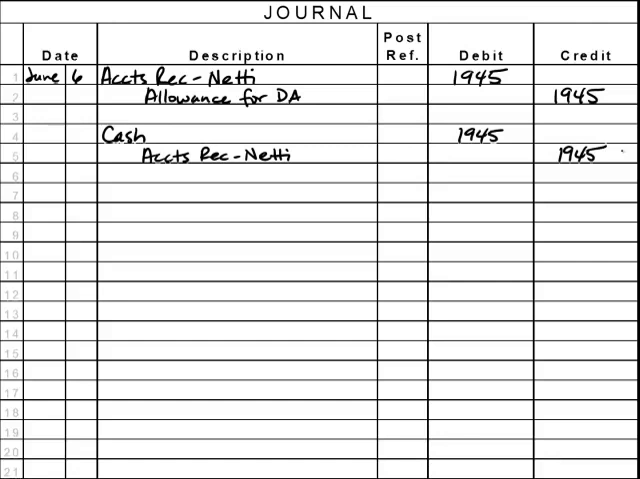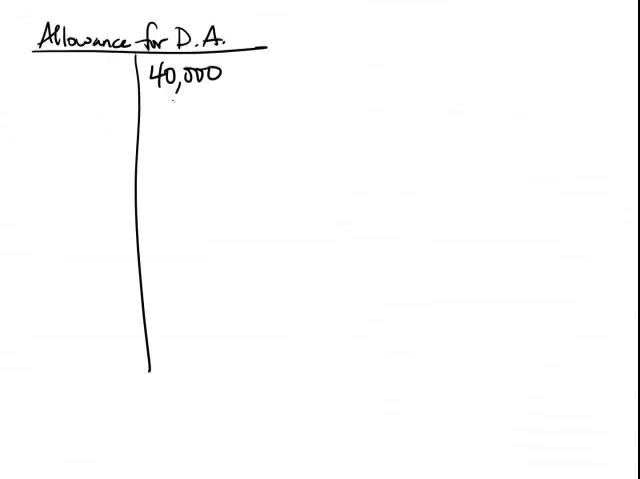Okay, we need to go to our ledger T account for allowance and post this credit of $1,945. And this was June 6th. Remember, we put it back into accounts receivable. We've got to put it back into the allowance account. And we can do that because at the end we're going to evaluate it and adjust it. So it's okay for it to sit there until we evaluate it at the end of the period.